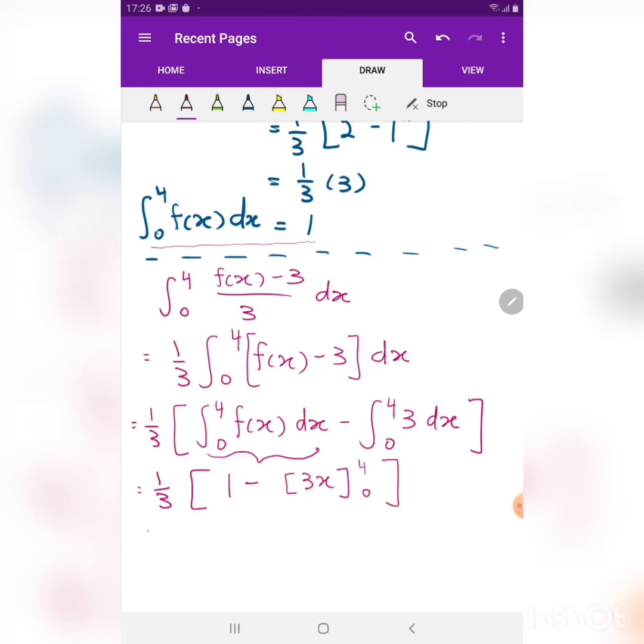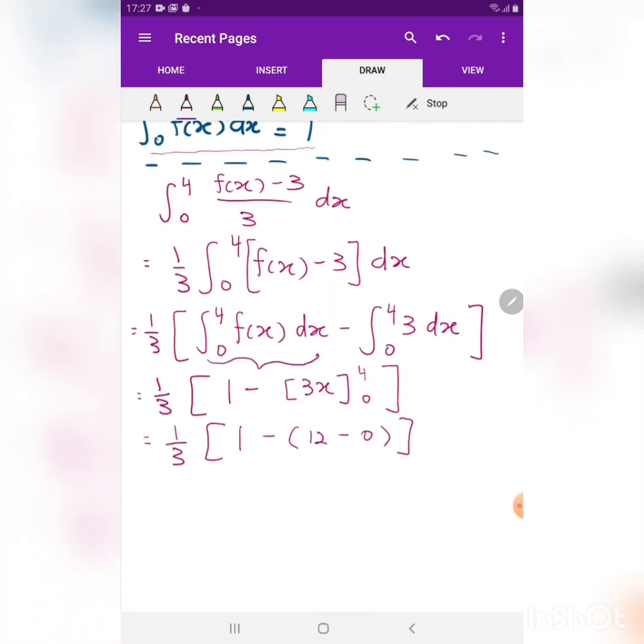Now we're going to substitute in the values. 1 over 3, 1 minus, you'll get 12 minus 0. And finally, this will give us minus 11, and our final answer is minus 11 over 3.